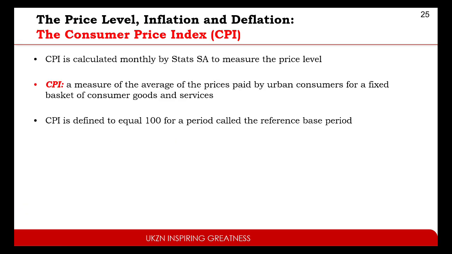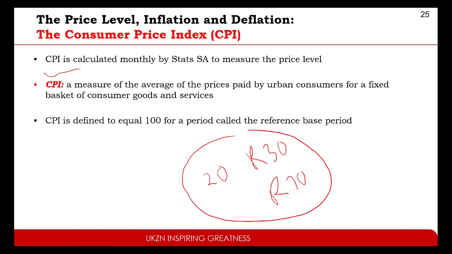CPI, the Consumer Price Index, is calculated monthly by Stats SA. CPI is a measure of the average level of prices. I told you about the price level: you have bread that is 20 rand, but now you're not only including that one product. You may include milk that is 30 rand, fruits that are 70 rand, and you calculate all this together in one basket. This is called the CPI.